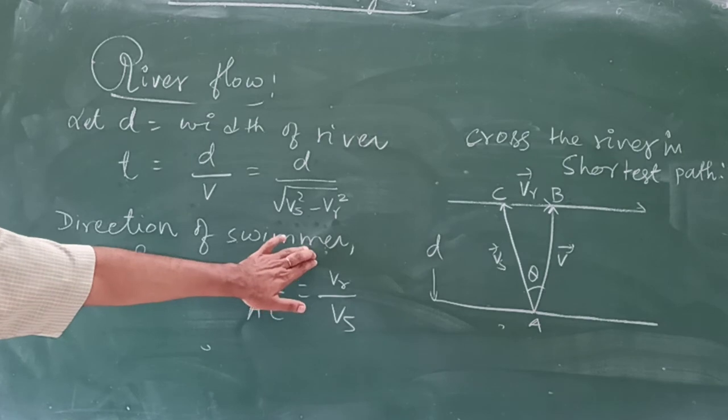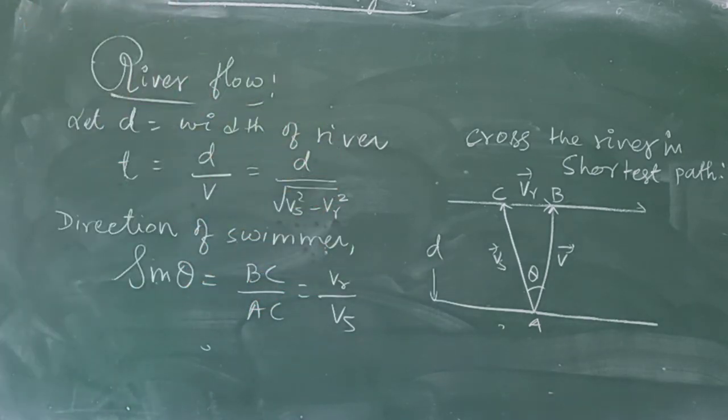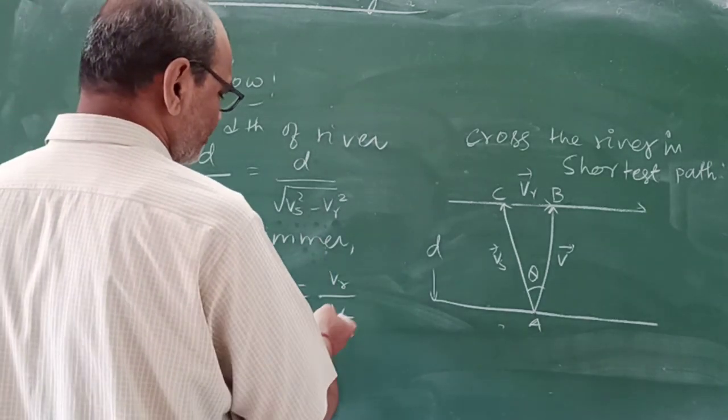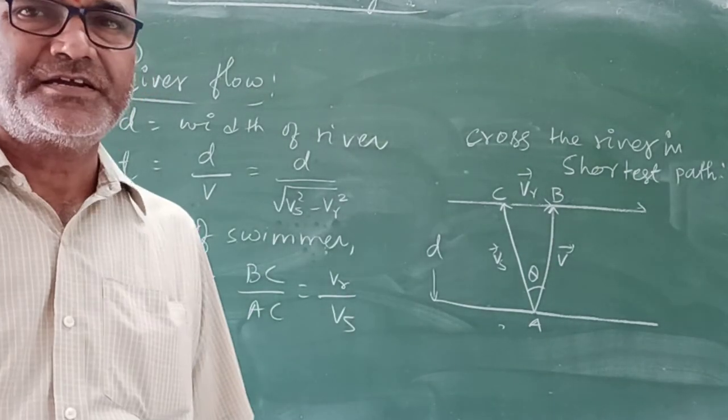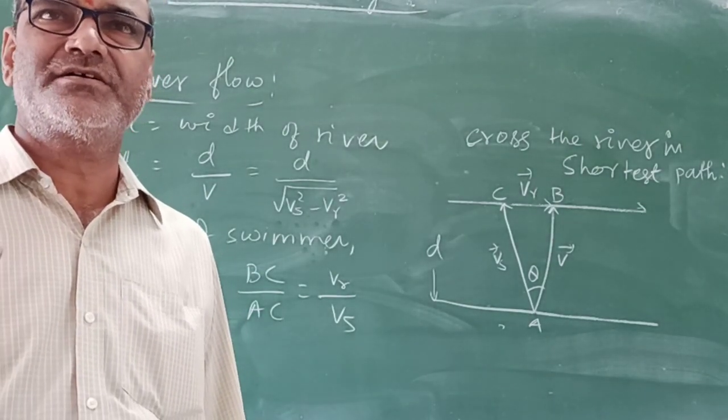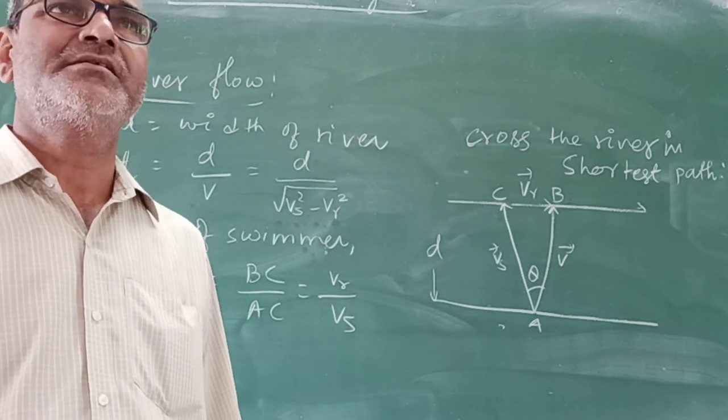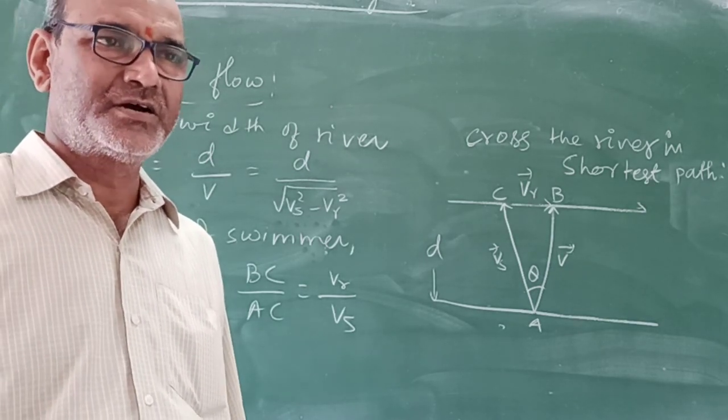Direction of the swimmer, in which direction should he or she cross the river? Sin theta is equal to BC by AC, which is equal to VR by VS. Already VS and VR are given, then we can find out in which direction he or she should cross the river.